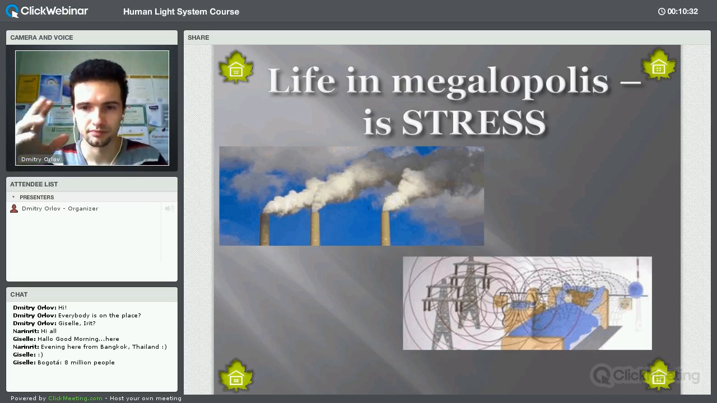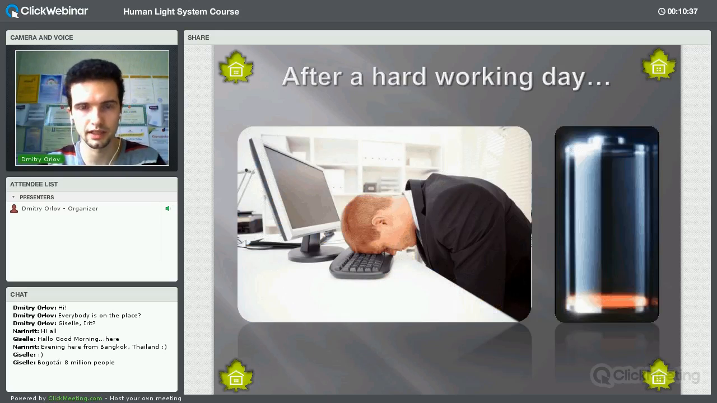Most of us, after a hard working day, return in such a state, in a low battery mode, when we don't need anything, we don't want anything. The only thing that we think of is to eat and to sleep. So the question is how to deal with such conditions.